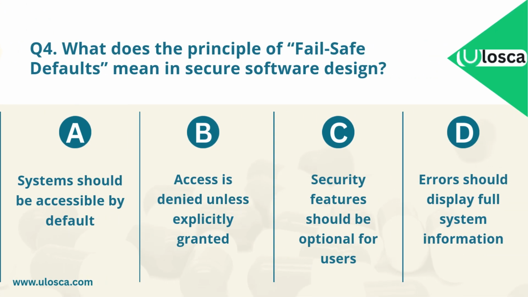Question 4. What does the principle of fail-safe defaults mean in secure software design? A. Systems should be accessible by default. B. Access is denied unless explicitly granted. C. Security features should be optional for users. D. Errors should display full system information. Which one is the correct answer?